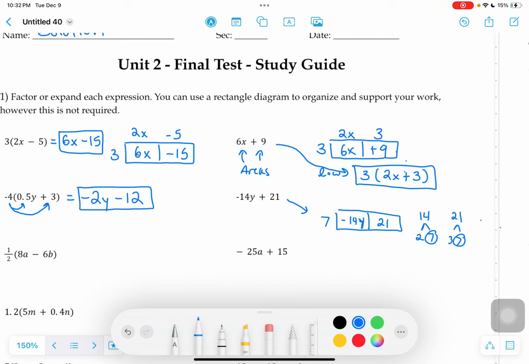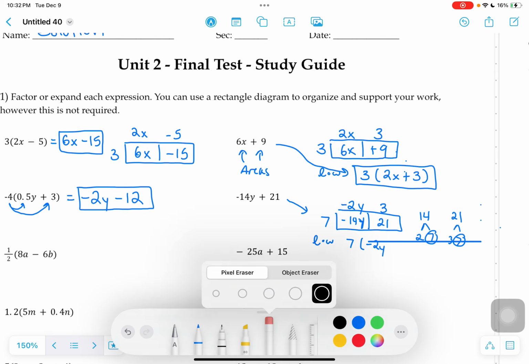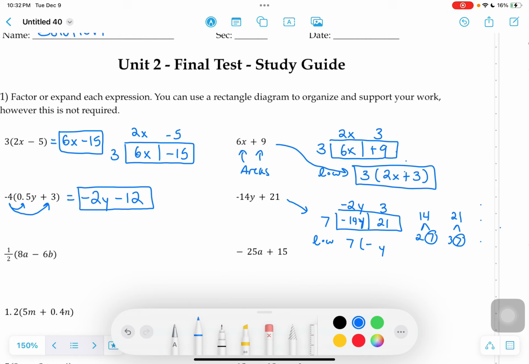7 times what is 14? 2. It also needs to be negative and have a y. 7 times what is 21? 3. And again, I write my answer as a length times a width. 7 times negative 2y. It messed up again. That's so strange. Negative 2y plus 3, and that's my answer.